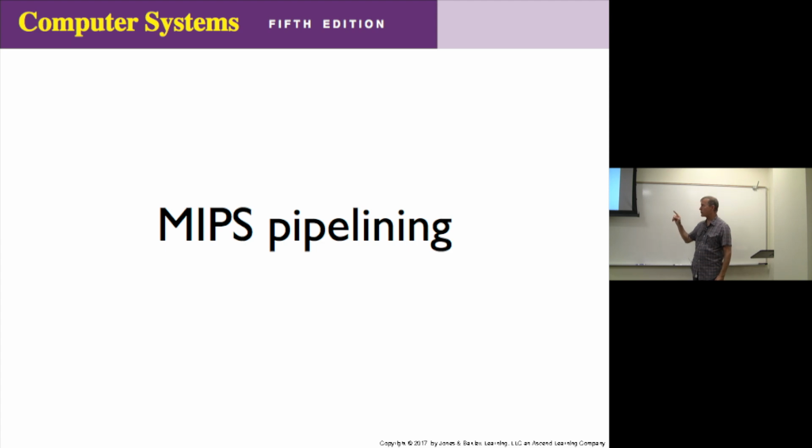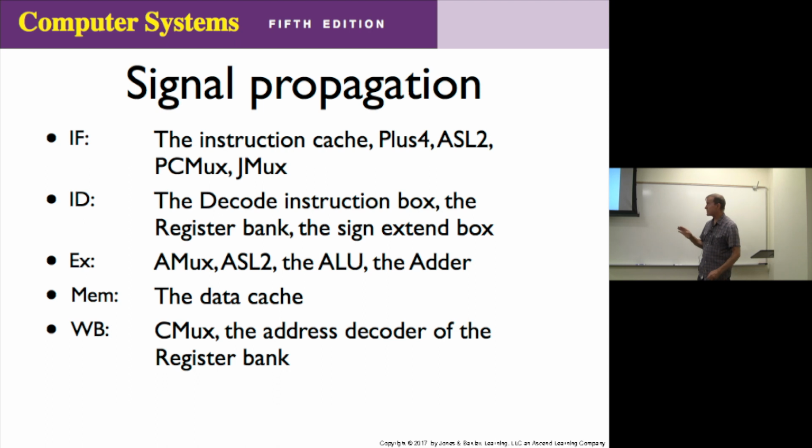And what we're going to do now is explore pipelining in MIPS. So this next slide shows us the signal propagation that has to take place each time an instruction is executed. And as you recall, we had five different stages.